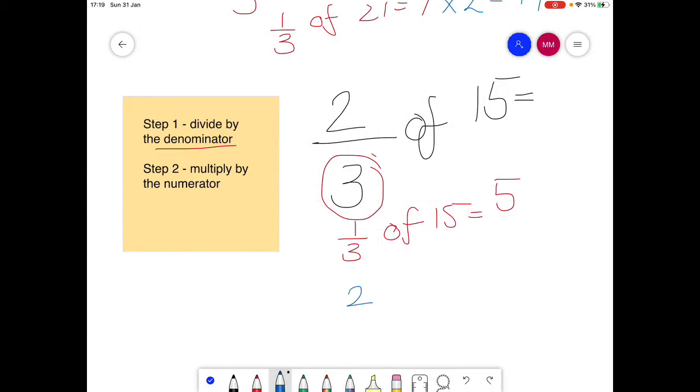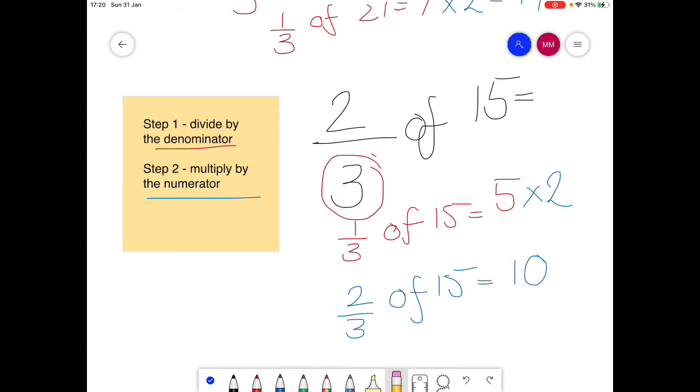So 2/3, boys and girls, that's 2 times that amount because there's 2 of them. So 2/3 of 15 is, this is step 2 now, where we have to multiply by the numerator. So we're multiplying that answer by our numerator, which is 2. 5 times 2 is 10. So 2/3 of 15 is 10.